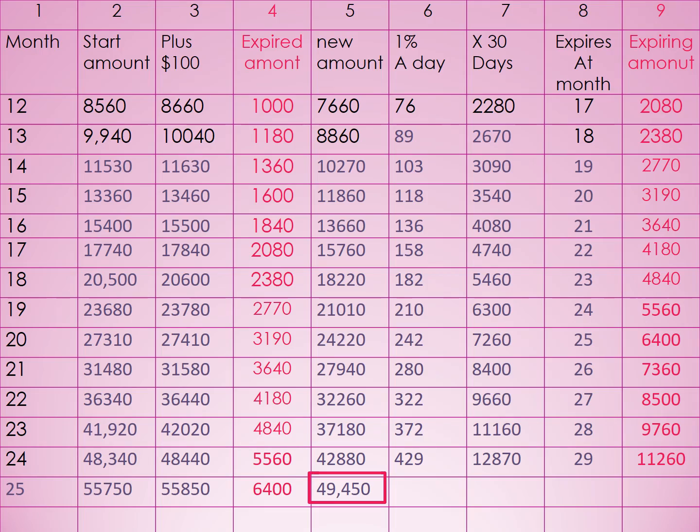These are the numbers for a year 2 scenario. Look all the way down to the bottom, row 25, column 5, just shy of $50,000, $49,450. You could safely pull a $5,000 a month income from that, and the account will still grow. That's a $60,000 a year income for doing nothing. Supplemental on top of what you already earn through your work.